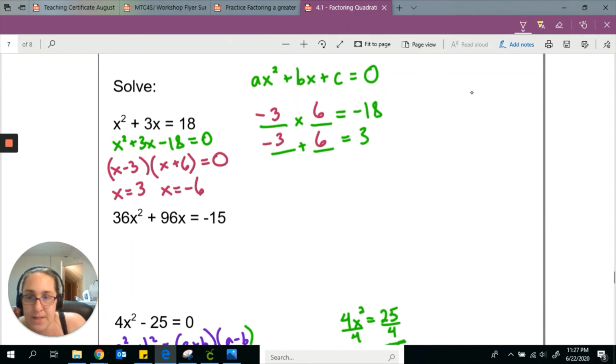Now this next one, to get it into standard form, we're going to add 15 to both sides. Just put a little plus 15 on both sides.